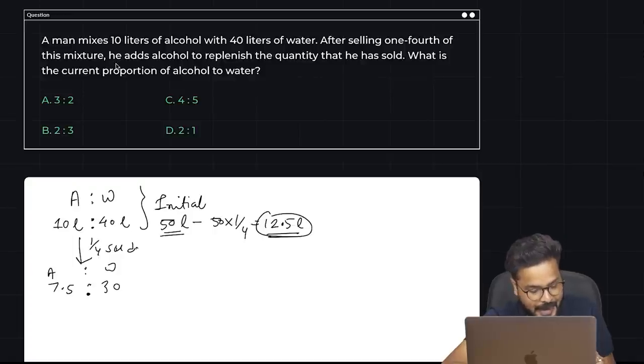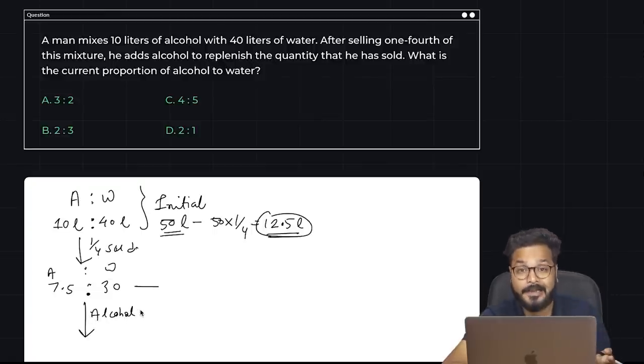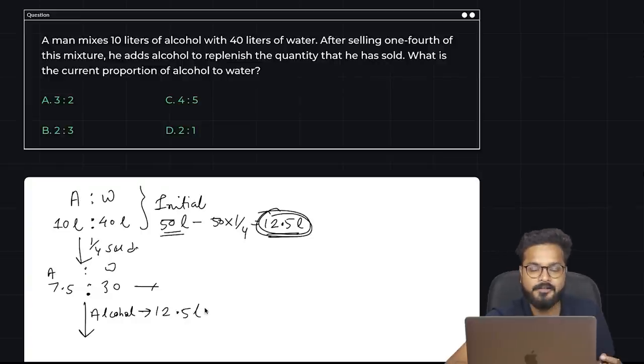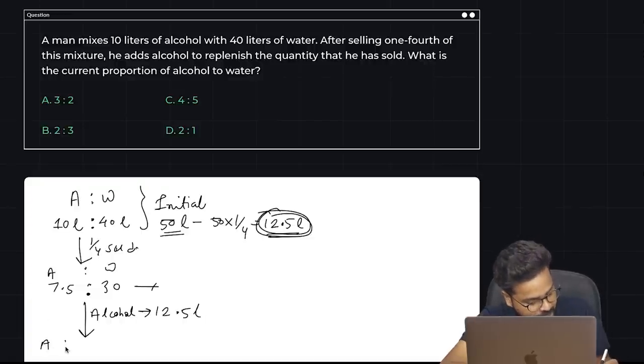Now, after selling the 1/4 of the mixture, so we are till here now, he adds alcohol to replenish the quantity that he has sold. So basically, he'll put this 12.5 liters of alcohol here because he has sold 12.5 liters. So to replenish, if he's adding only alcohol, he'll be adding 12.5 liters of alcohol. So how much alcohol is there now? 7.5 plus 12.5, that is 20 liters.